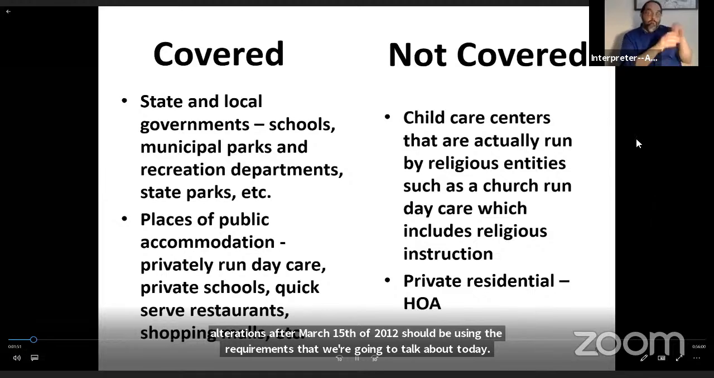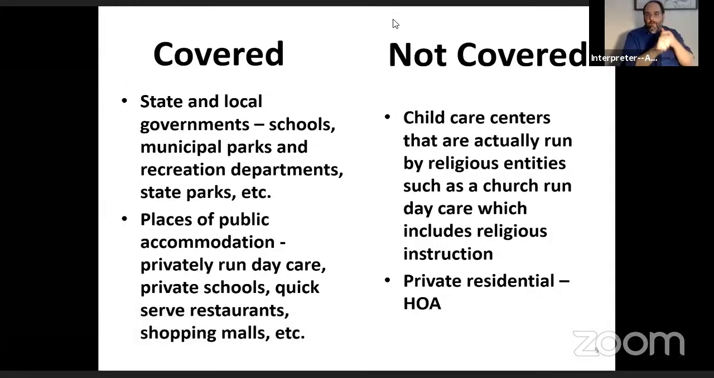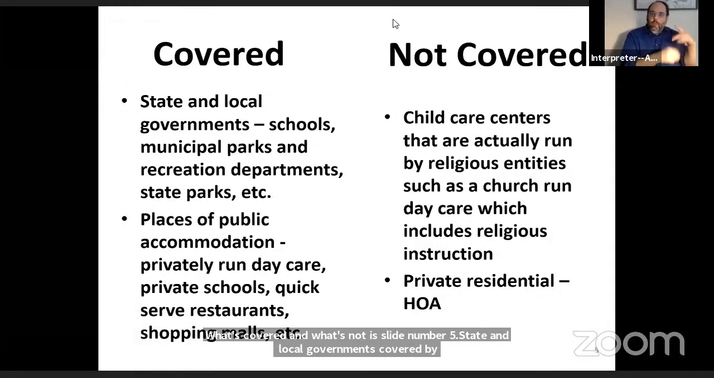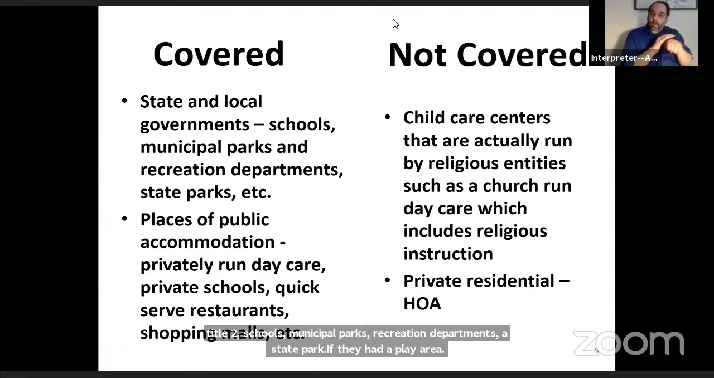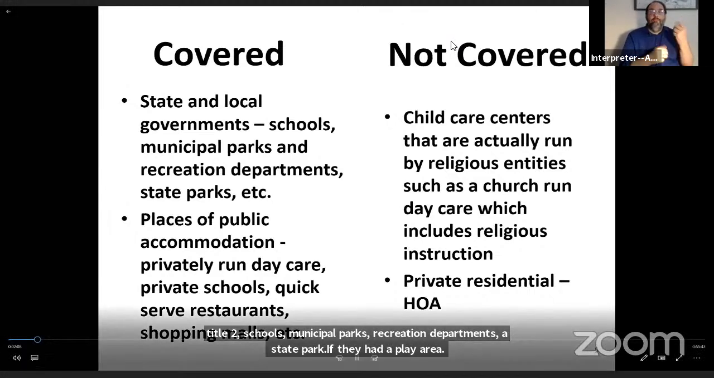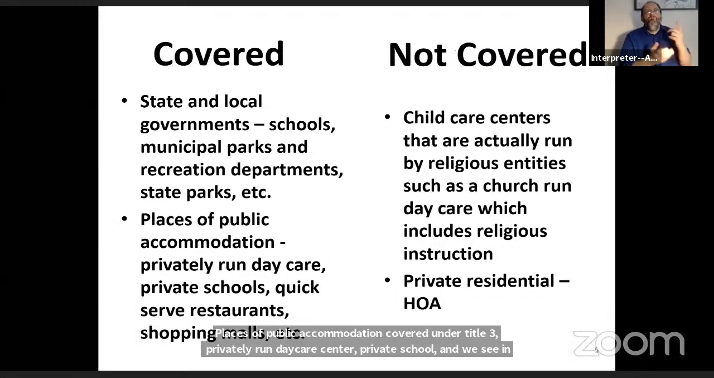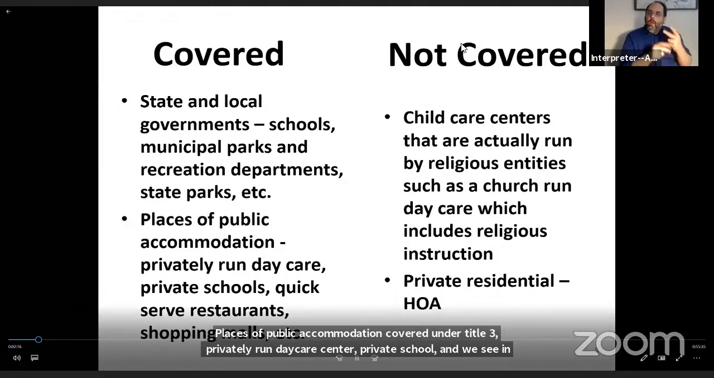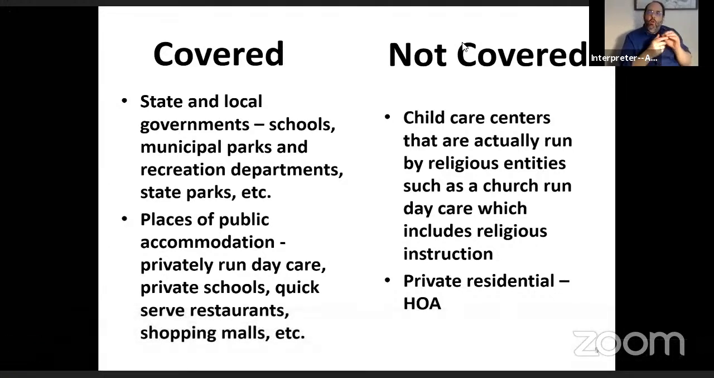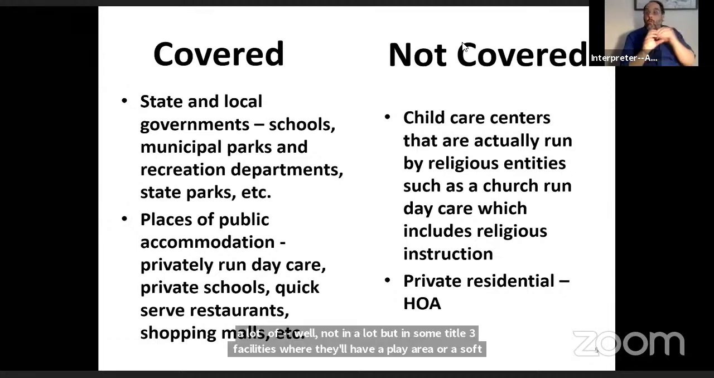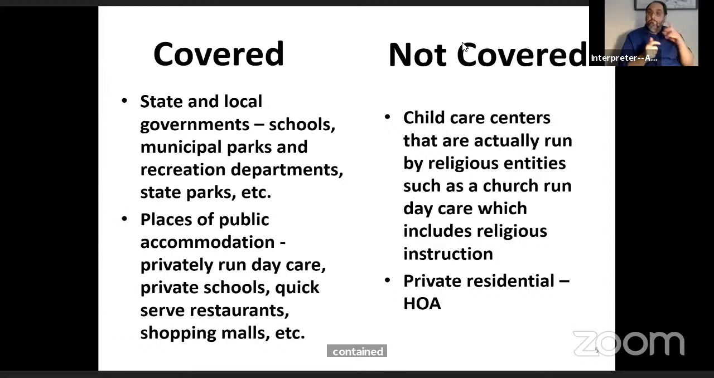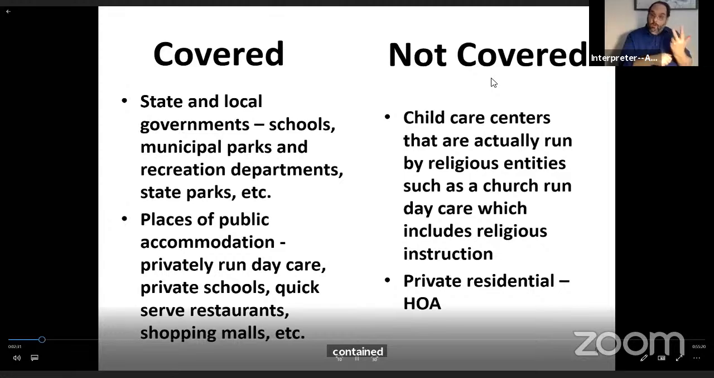What's covered and what's not is slide number 5. State and local governments covered by Title II, their schools, municipal parks, their recreation departments, a state park, if they had a play area, places of public accommodation covered under Title III, a privately run daycare center, a private school. And we see in some Title III facilities where they'll have a play area or a soft-contained play structure as part of a restaurant or a cafeteria or dining area. And we even see them in shopping malls, things like that. So places of public accommodations that are covered under Title III often do or can have play areas as well.